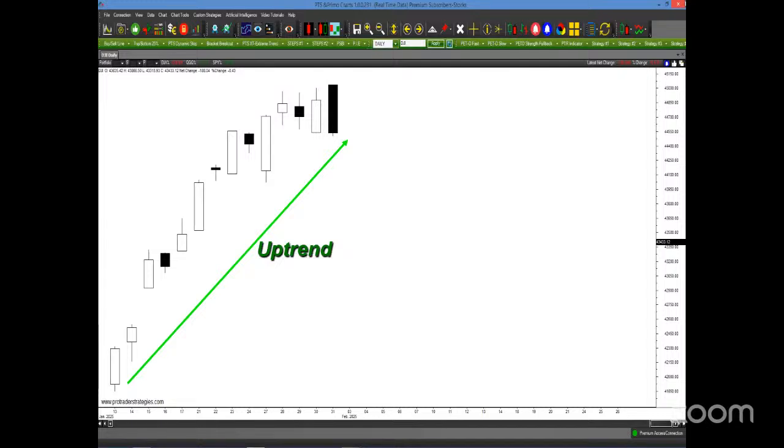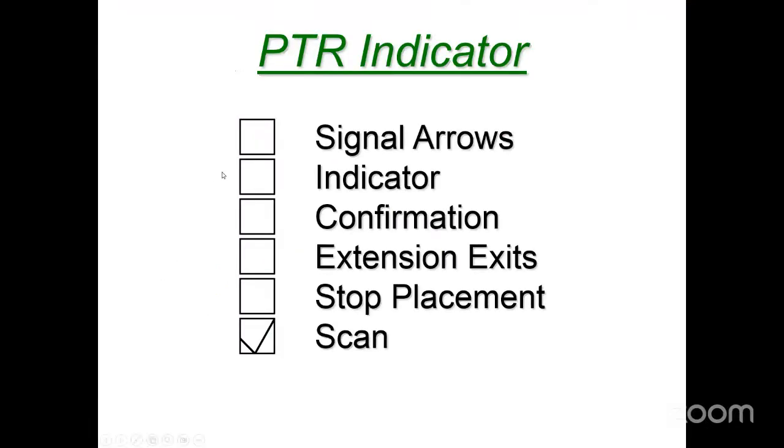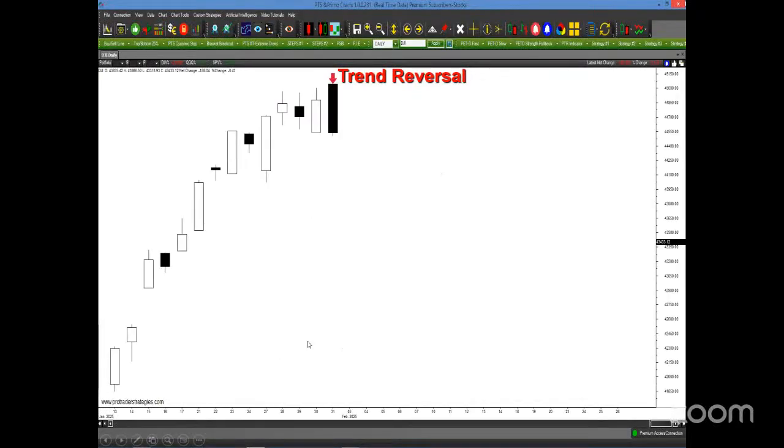Now, all you had to do each night, if you're not able to be in front of your computer, when you come home at night, once again, click on PTR, click on scan this time. Instead of signal arrows, click on scan. And in a matter of minutes, you would have seen a host of different signals generated for the next day. And one of them was a trend reversal in the Dow Jones. Now, this just happened to be at the end of last month, just about a month ago.